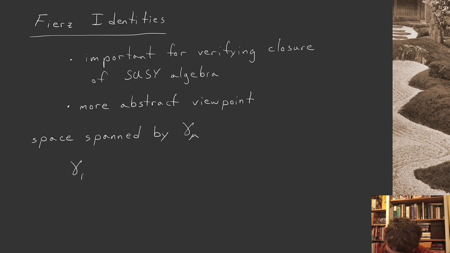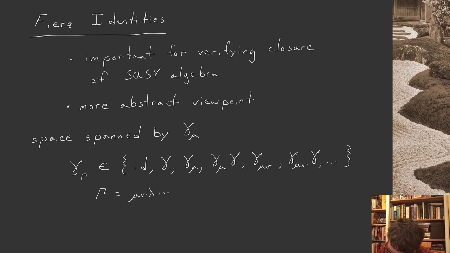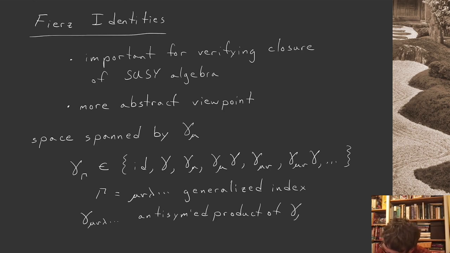And we'll write that in the following way. I'm going to have a generalized index capital gamma, which will indicate that this gamma matrix is one of the following options. It might be the identity, it might be the gamma 5 matrix, it might be gamma mu, it might be gamma mu times gamma 5, it might be gamma mu nu, antisymmetrized over the indices mu nu, it might be gamma mu nu times gamma 5, and so forth. And again, gamma here is a generalized index, and when I write gamma mu nu lambda dot dot dot, I have in mind that it's an antisymmetrized product of that number of gamma matrices, so gamma mu, gamma nu, gamma lambda, dot, dot, dot.